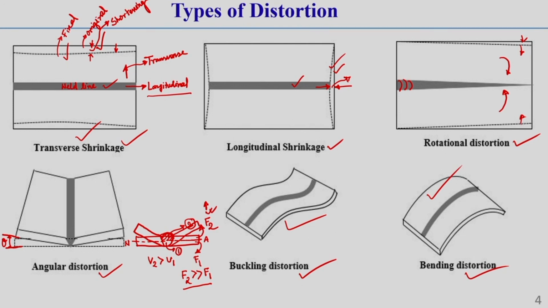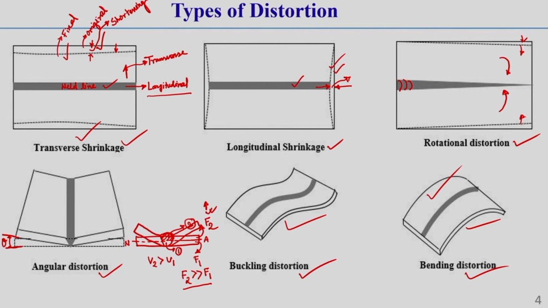Now, there is another type of distortion which is particularly seen in the case of very thin plate, which occurs by the combined effect of transverse and longitudinal deformation.